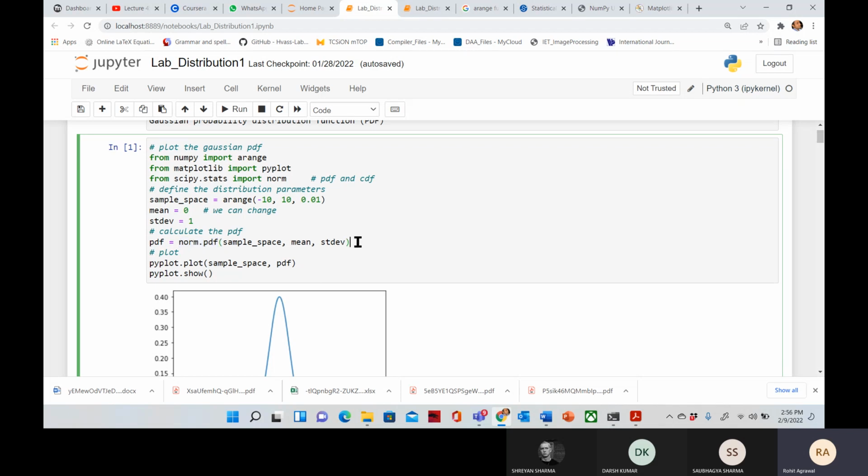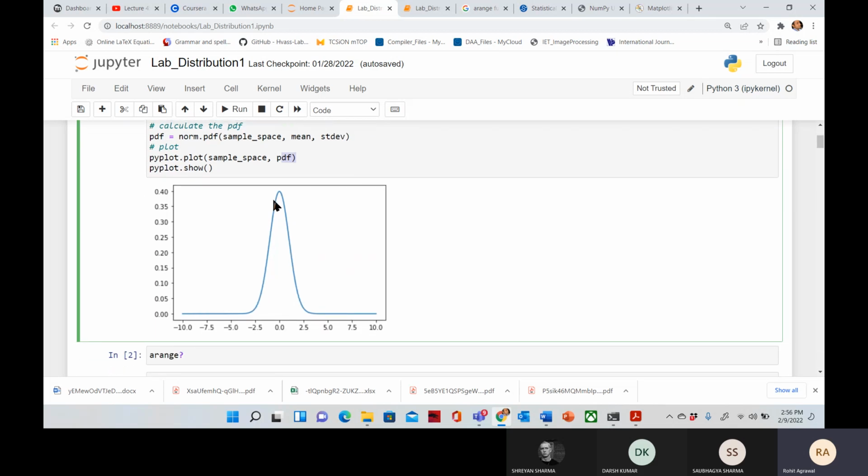In research papers also, this Gaussian distribution is used widely. In my research paper as well, I used this Gaussian distribution to generate some random numbers for some other purposes. Okay? So this is our probability density function, and this is our plot. plt.plot, this is our data point, sample space, and this is our pdf. So you can see the graph is this. Clear this one?